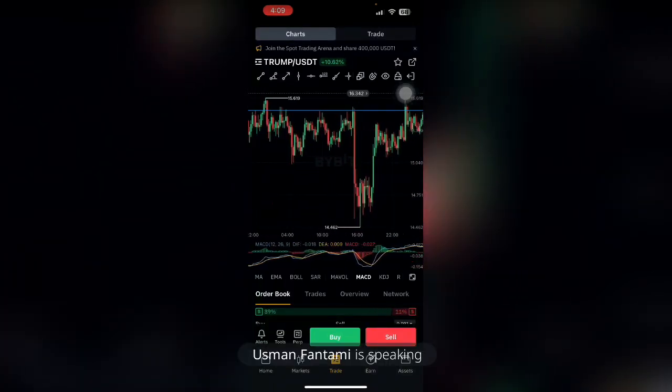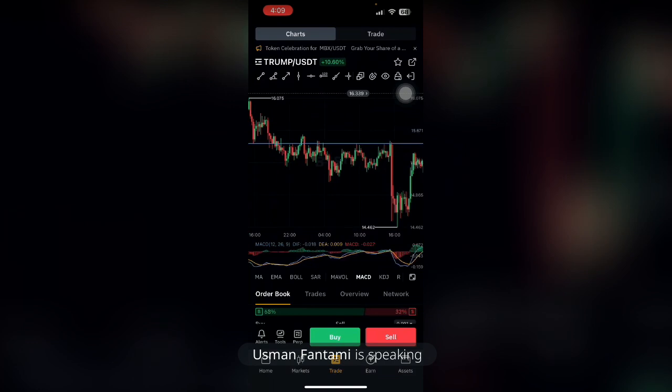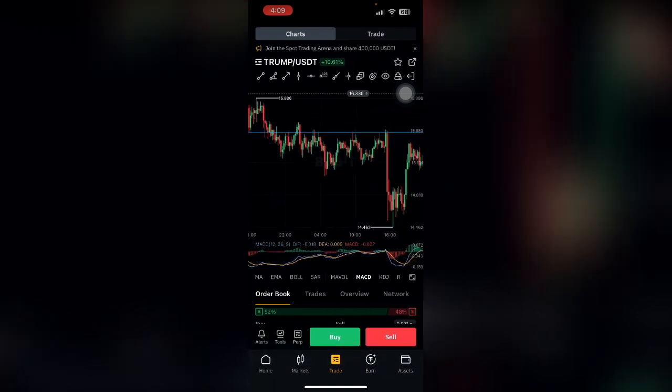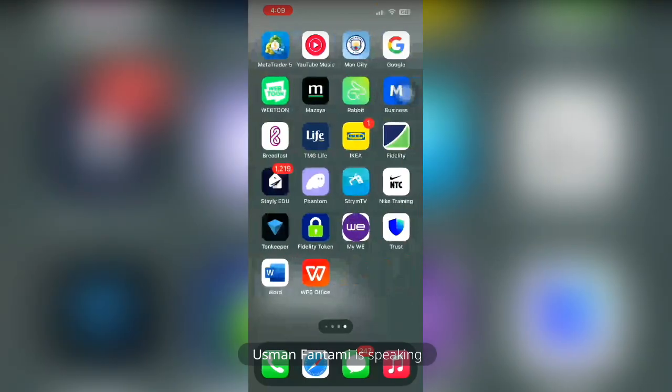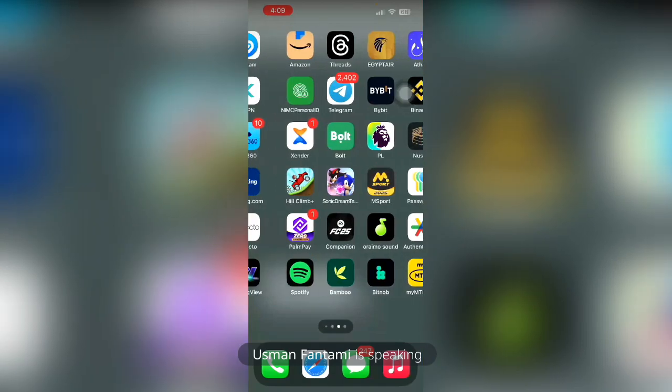Okay, here I am using Trump USDT. Now, to start with, before you proceed, you don't use Bybit for trading analysis. You use TradingView. Okay, let me go to TradingView. Just a minute.